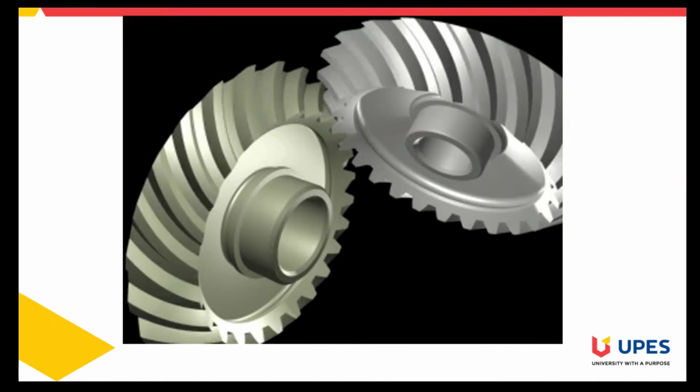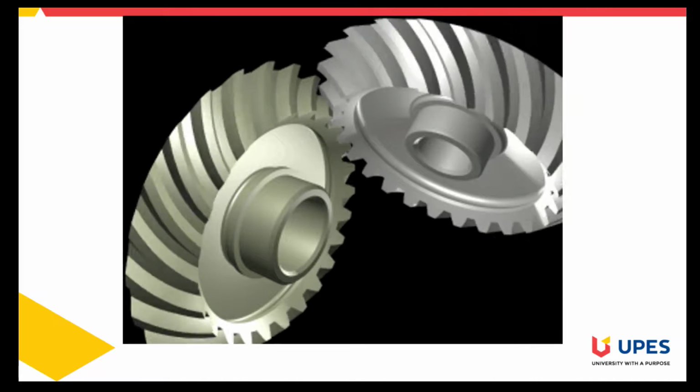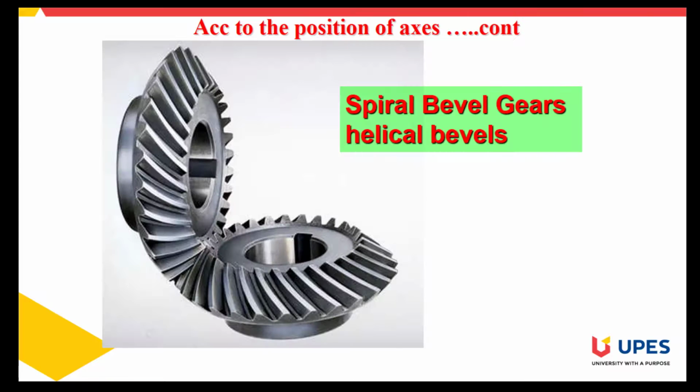Look at this animation where you can get the feel of how bevel gears are meshing with each other. Then another category is called spiral bevel gears, where the gear teeth are not straight. However, the gear teeth are curved in the way which is shown in the picture.